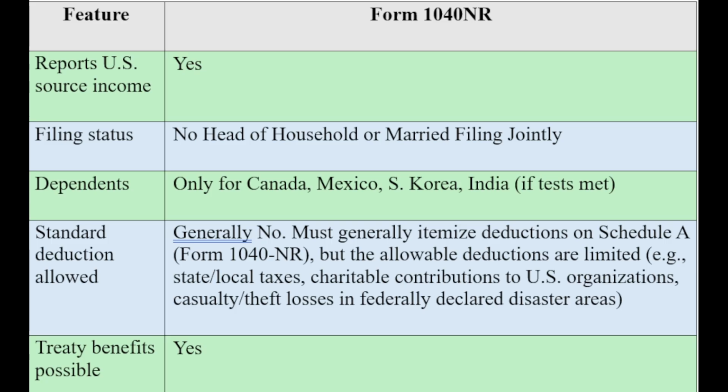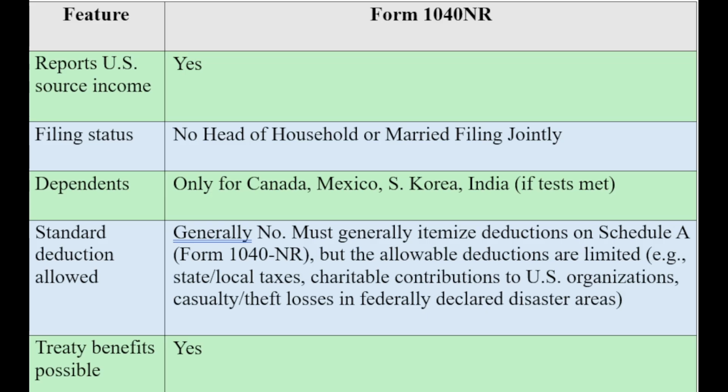What you usually have to do is you have to itemize, and you itemize on your Schedule A. And what's going to happen with that is you're limited to the type of deductions that you can take even as an itemized deduction. So it's not as broad as what you would see on the 1040. So the 1040 NR is more limited in that regard. And then you can see there are possible treaty benefits. So there can be some benefits, even though you're still going to have to file, there's going to be some benefits available to you that would not be available on a 1040. So there is some benefit to the 1040 NR.